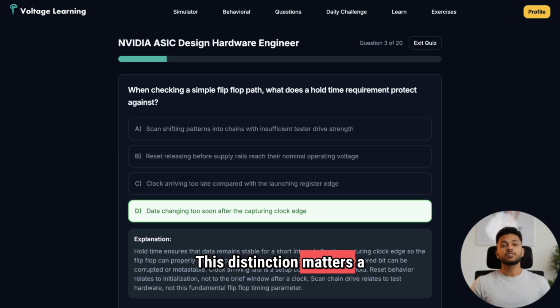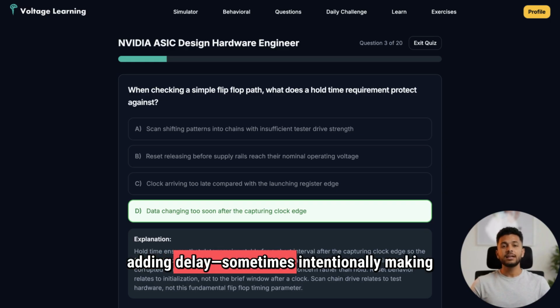This distinction matters a lot in real silicon. Setup problems are usually fixed by slowing clocks or optimizing logic, while hold problems often require adding delay, sometimes intentionally making a path slower.